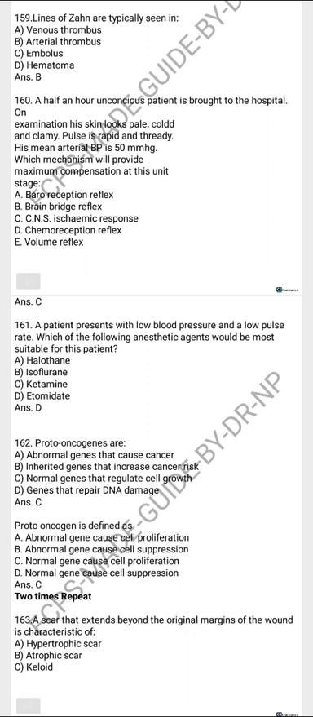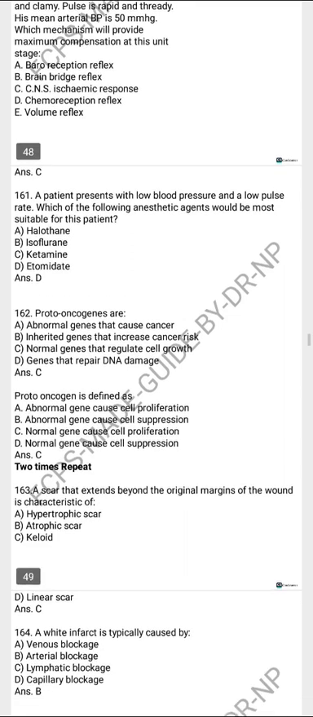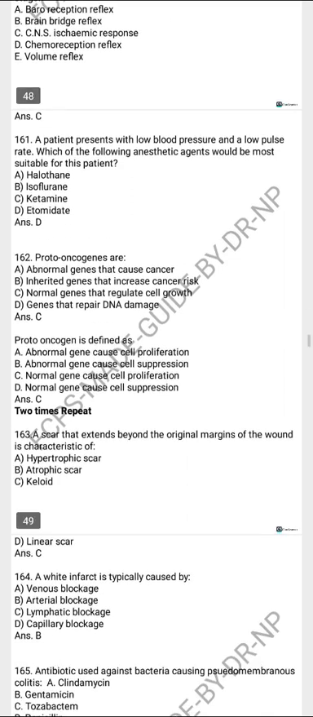The patient presents with low blood pressure and low pulse rate. Which of the following anesthetic agents would be suitable for this patient? That is etomidate. Proto-oncogenes are normal genes that regulate cell growth.